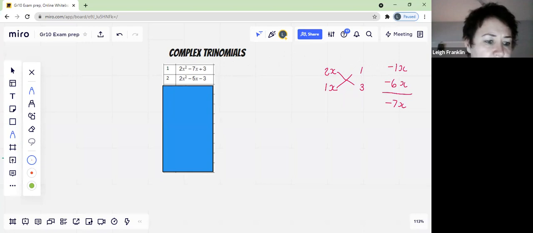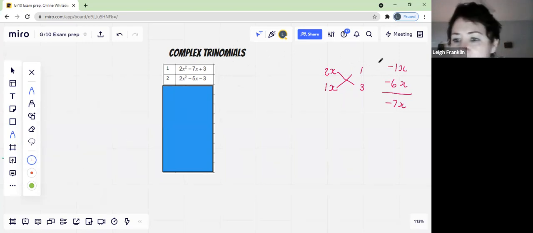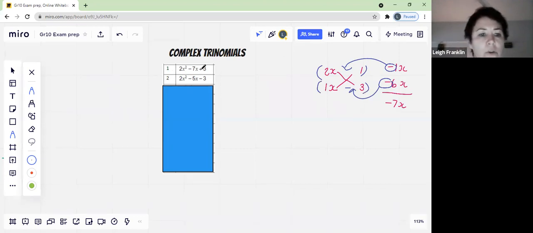And then what happens, grade 10s, is that these signs here then go straight across into the bracket. That sign there goes straight across in here. Okay, and then these are your factors. Okay, so here we've got 2x minus 1. And here we've got x minus 3.